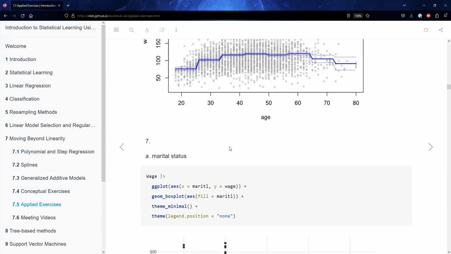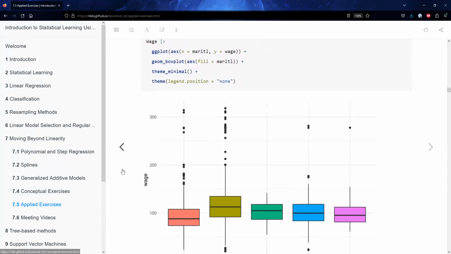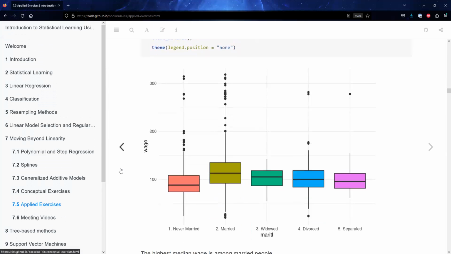In problem number 7, we're going to move on to looking at the wage data, but looking at categorical variables such as marital status. I prefer to use ggplot, so I went ahead and ran this graph in ggplot. Here's a quick box plot on the left, of the 5 categories for marital status: never married, married, widowed, divorced, and separated.